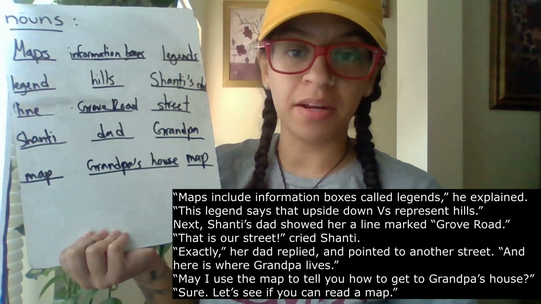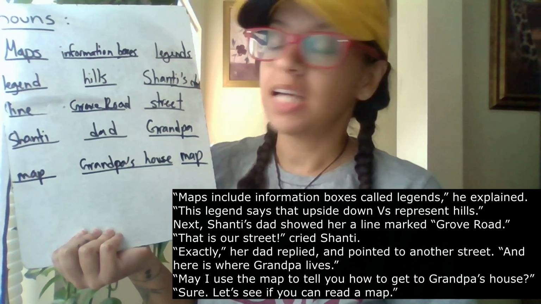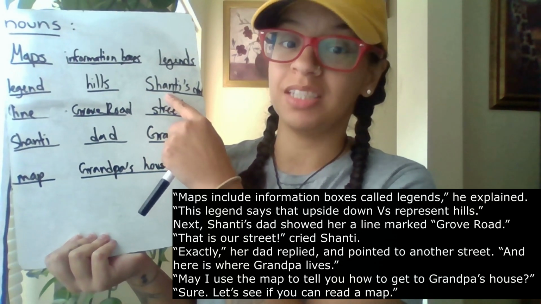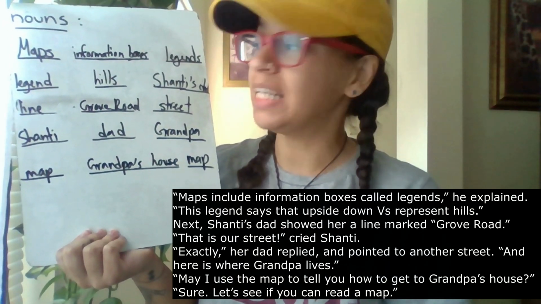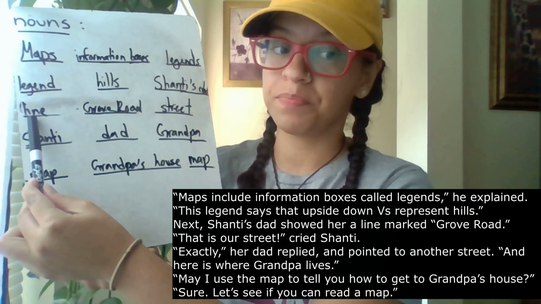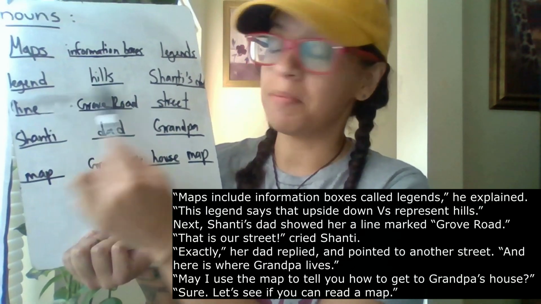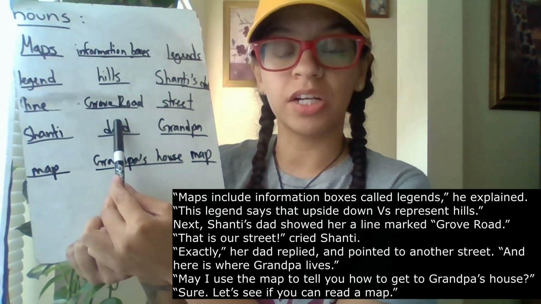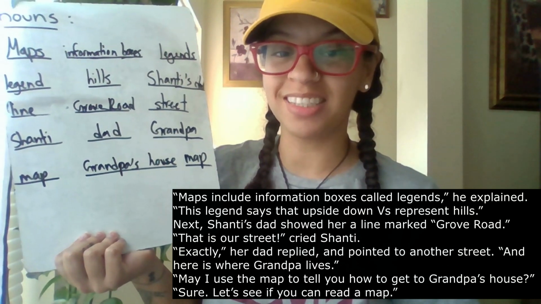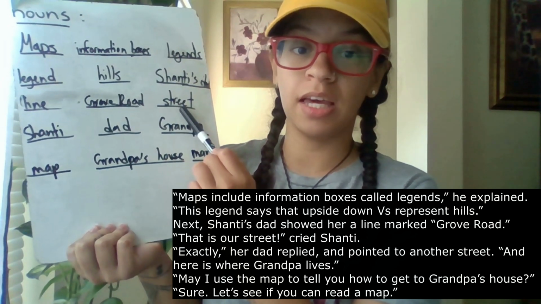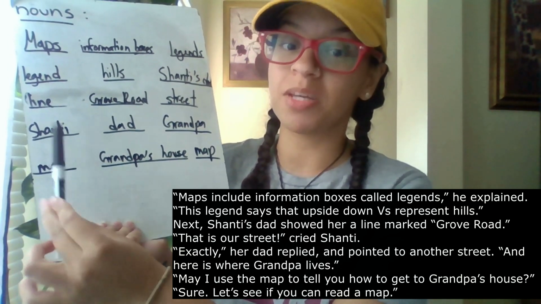Next, Shanti's dad showed her a line marked Grove Road. If you wrote Shanti's dad, because he is a person, I said, I'll give your brain a kiss. Mwah. Showed her a line. The line on the map is a thing. Marked Grove Road. Grove Road is a place. So it would be considered a noun, just like your street address. Next sentence. This is our street, cried Shanti. Street. The street can be a place or a thing. Shanti, a person. It's her name. It's a proper noun.